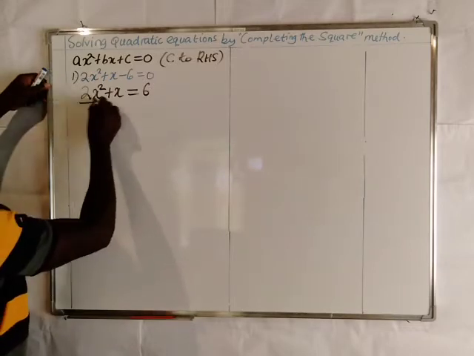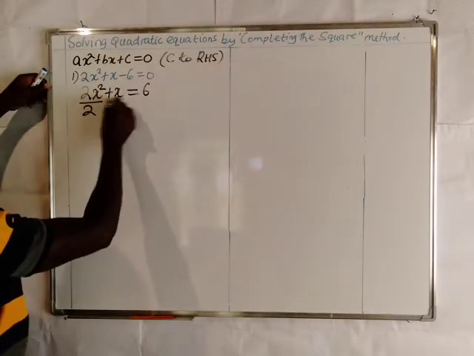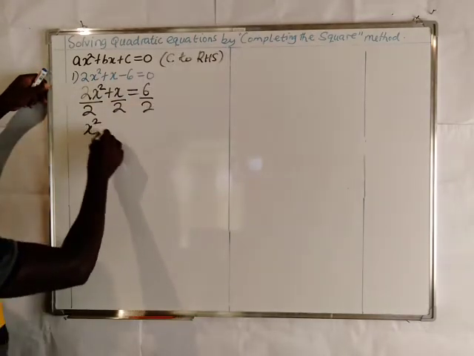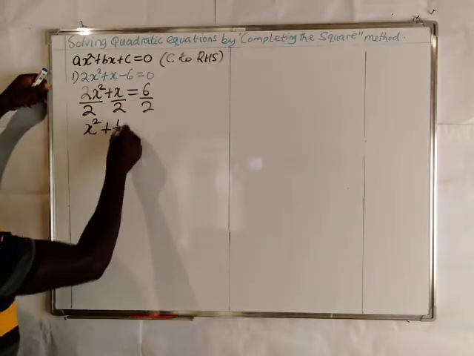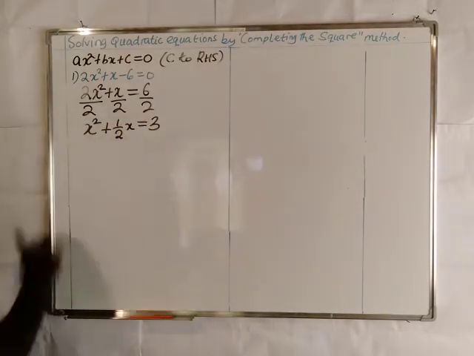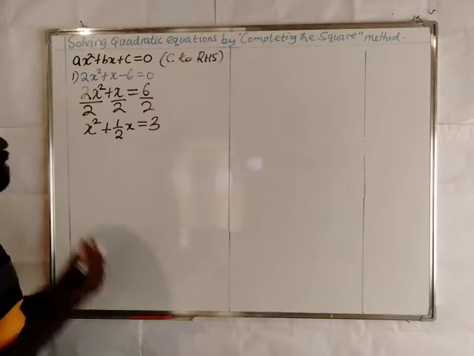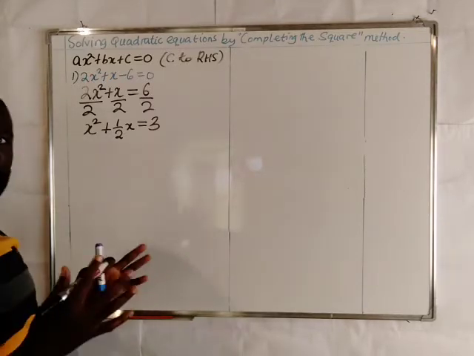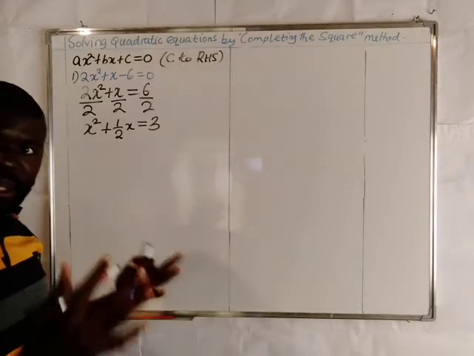Then we divide throughout by the coefficient of x squared, which is 2 in our case, so that we have x squared plus 1 over 2x is equal to 3. At this point now, we need to get the coefficient of x. Find half of the coefficient of x, then square it, then add to both sides.